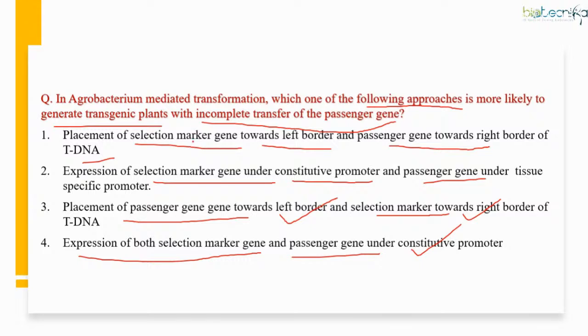Okay. So the correct answer over here is not 4, rather it is 3. Now let's find out why the placement of passenger gene towards left border and selection marker gene towards right border of tDNA is considered to result in incomplete transfer of passenger gene. So what is the passenger gene here? As I told you, the passenger gene is nothing but your gene of interest, right?